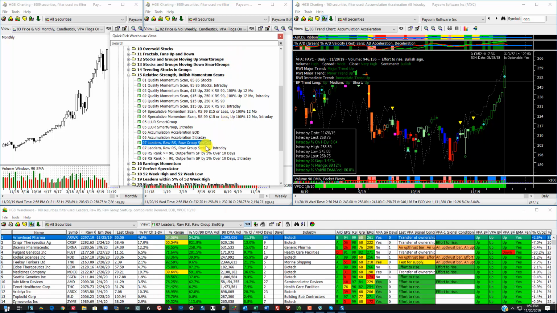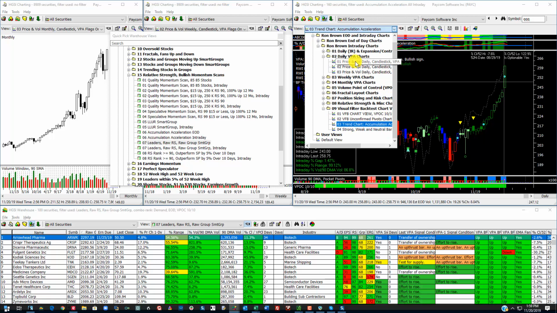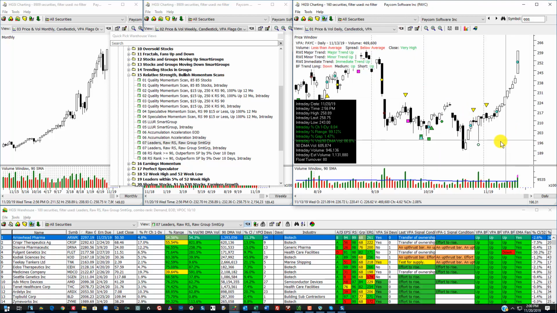The next one is leaders, raw relative strength. This is one of the smart groups that it goes directly to. I'm going to get rid of this chart. Just go back to my daily VPA chart. And you can see here's Arrowhead Pharma. This is as of yesterday. This is just accessing the raw relative strength group under Woodward and Brown smart groups.